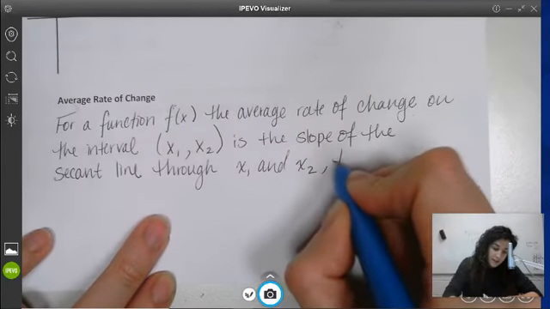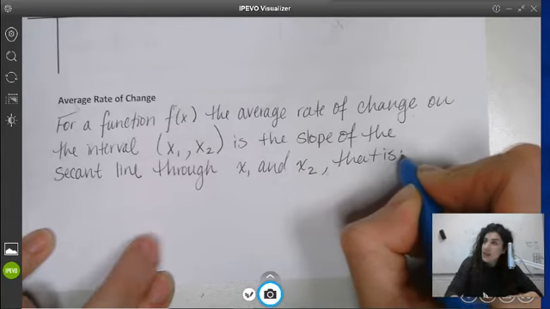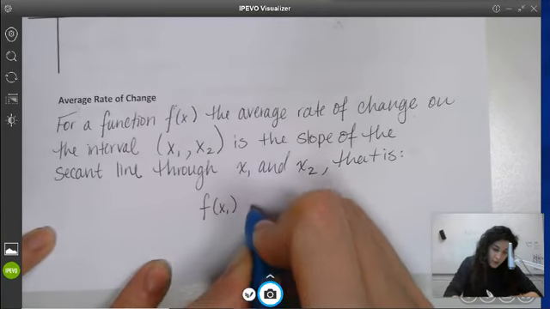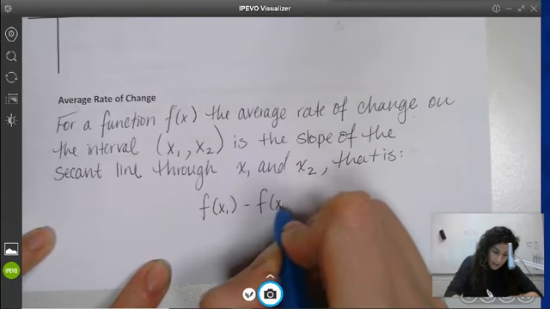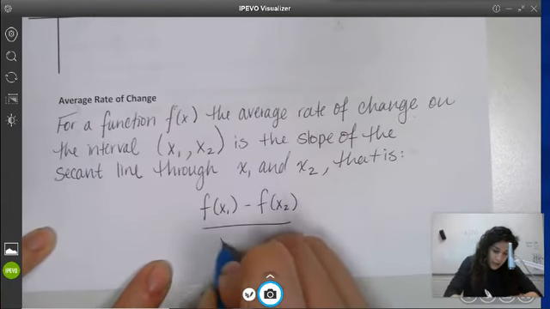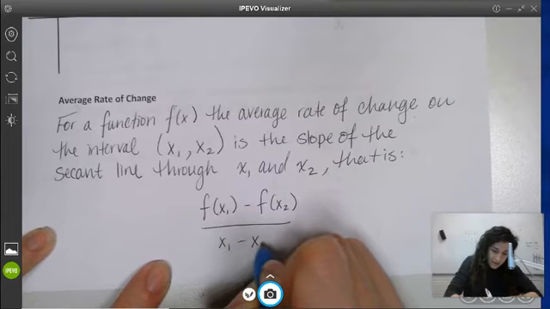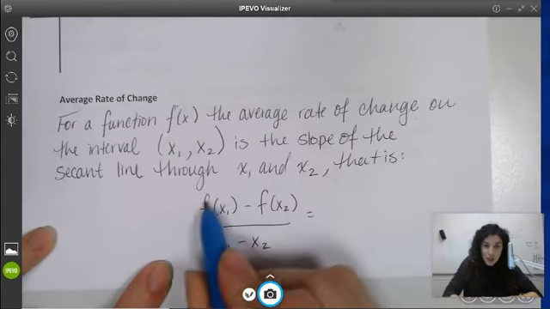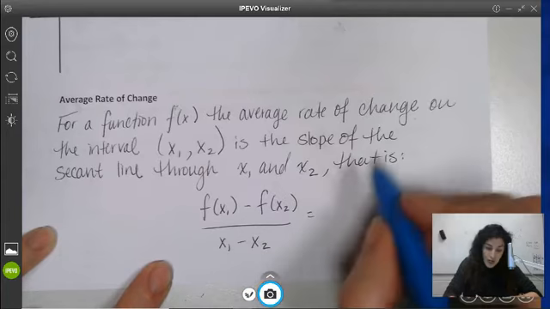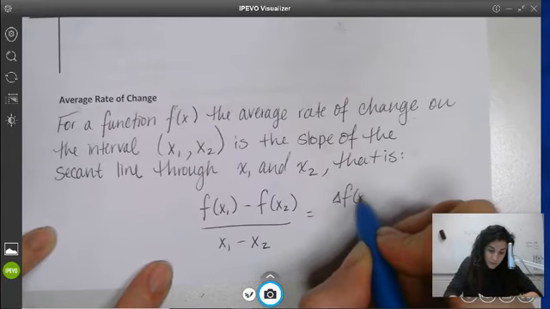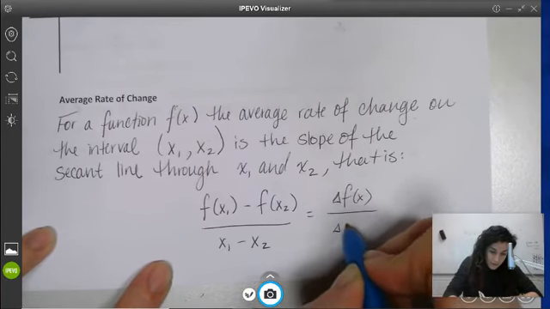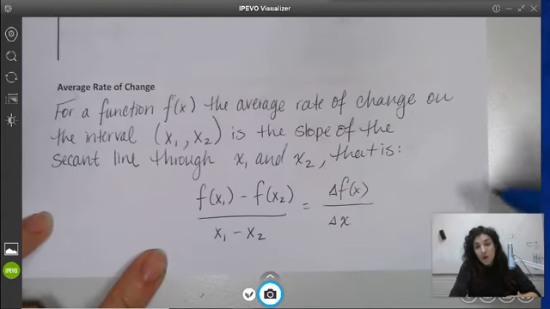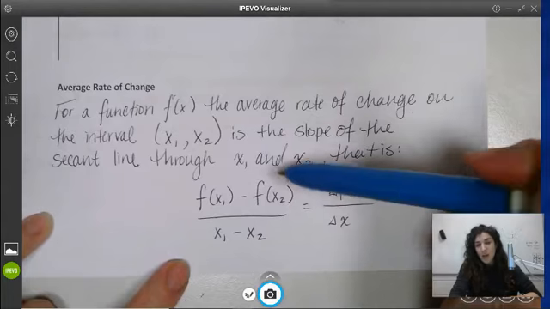So the average rate of change on an interval is really just the slope between those 2 points. And then here's your formula. f of x sub 1 minus f of x sub 2 all over x sub 1 minus x sub 2. It's your slope, your change in your y values over your change in your x values. Okay, so we're going to use this, and you're going to see why.